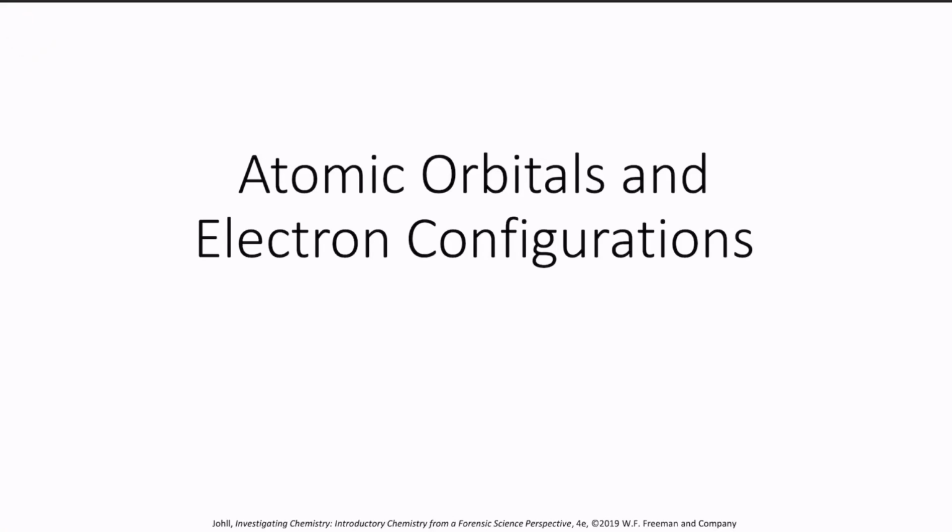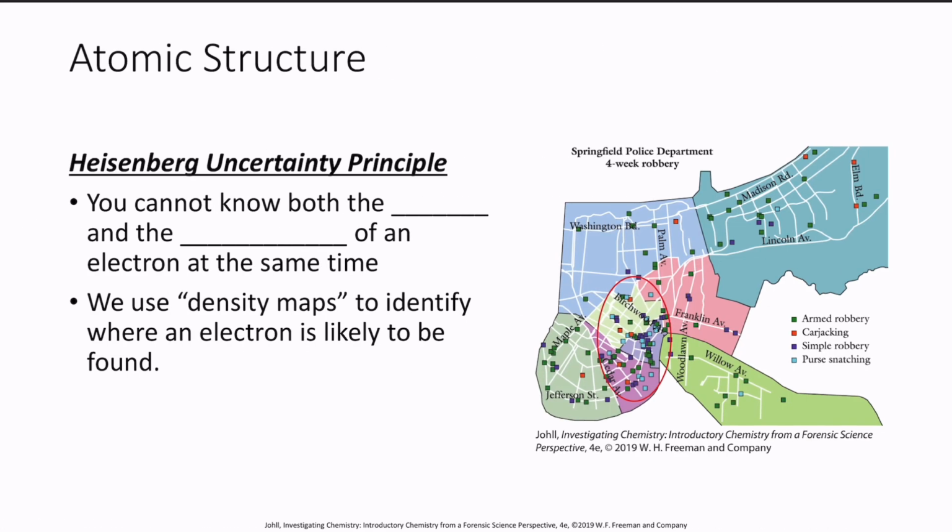In this video, we are going to look at atomic orbitals and electron configurations. So we need to figure out where electrons are hanging out in atoms. We cannot know where an electron really is within an atom. What that means is we can't know the location and energy of an electron at the same time within an atom.